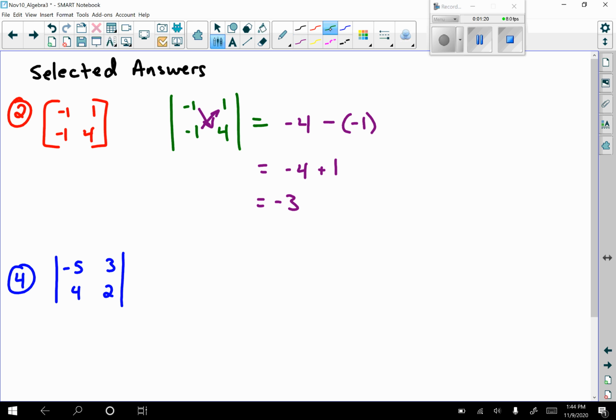Now for number 4, they already had the vertical bars here, even though the directions still said the same thing. So now we don't have to rewrite it this way. We could just put our equal sign. Again, we're going to multiply downward diagonally. We get a negative 10 minus, and then we multiply upward diagonally, which will give us a 12. And then combining these two, negative 10 minus 12 is a negative 22.